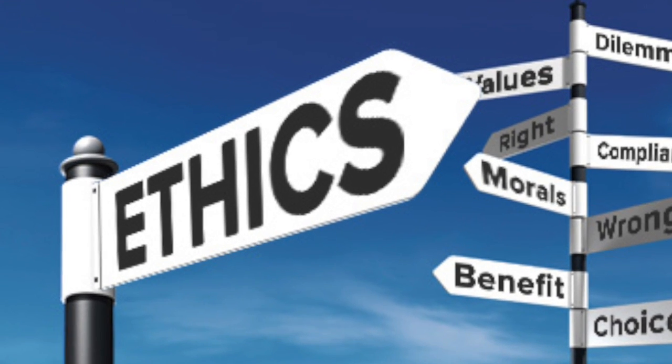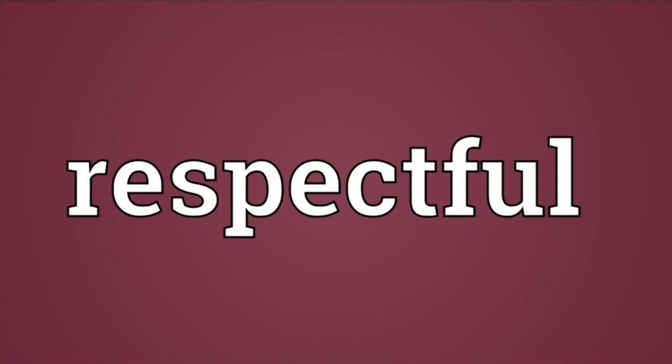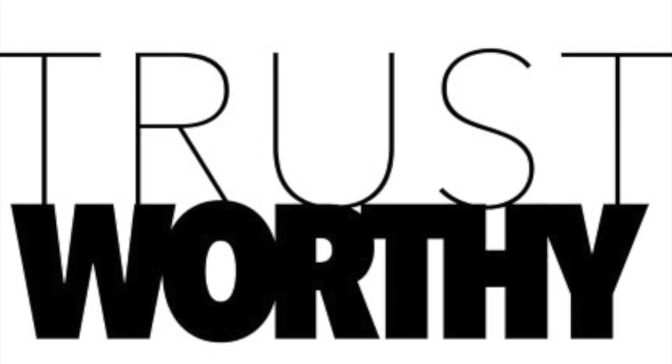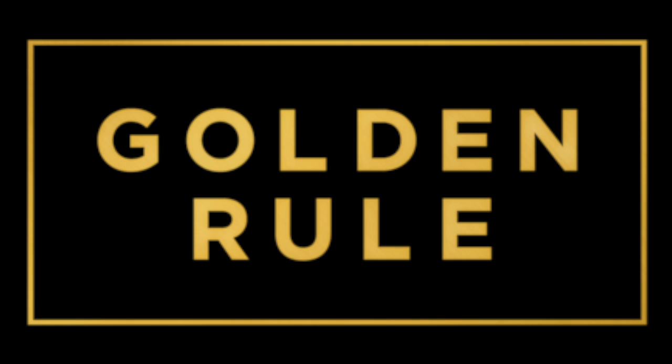As a communicator, people have responsibilities, which are being ethical, being organized, being respectful, being trustworthy, being punctual, and being concise. There is a golden rule in communication, which is to treat others the way you would like to be treated.